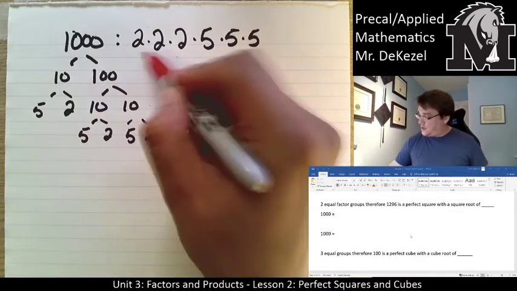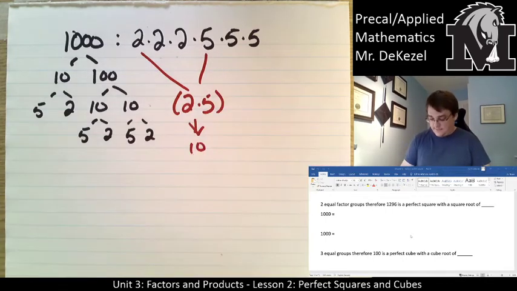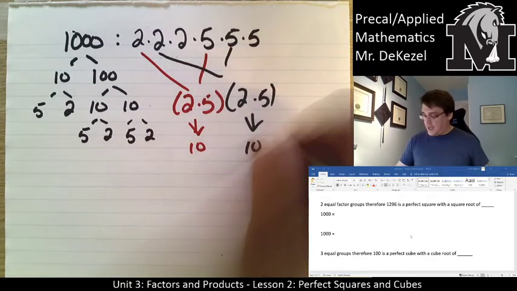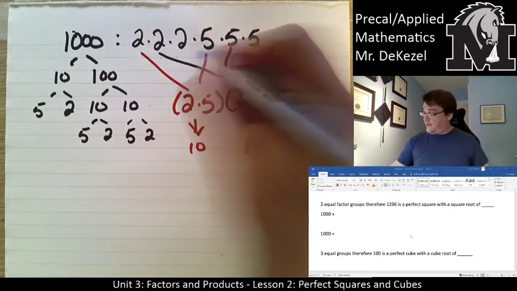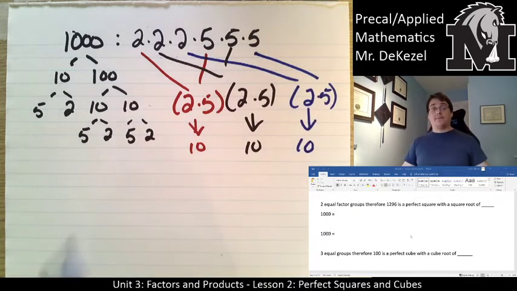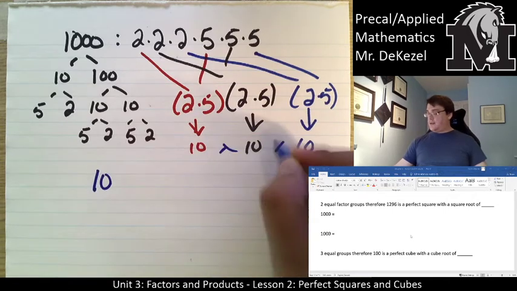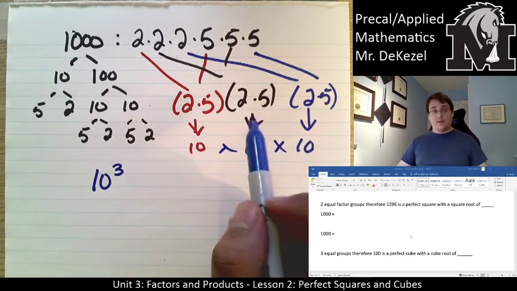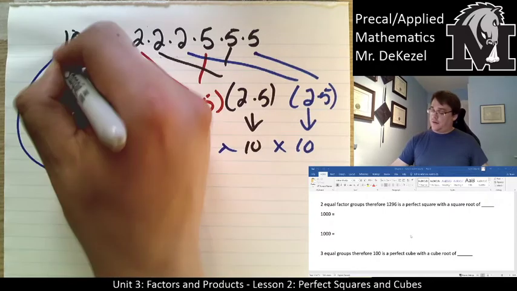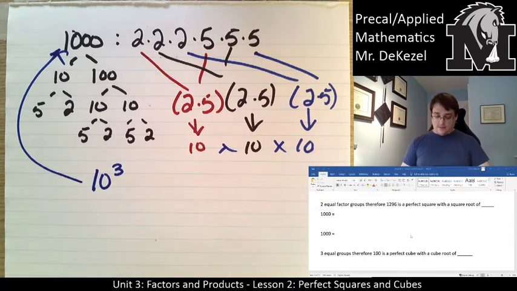Let's do this. So 2 and 5 go there. We know what 2 and 5 equal. That's 10. Let's see, we've got this 2 and this 5. We know that that equals 10. That's good. And then we have this 5 and this 2. 2 times 5 equals 10. So we can break it up into 3 equal parts, all of them equaling 10. That means that 10 times 10 times 10 is 10 to the power of 3. And if we do that into our calculator, 10 times 10 times 10, we would get 1,000. We should be familiar with that already, that 10 to the power of 3 is 1,000. So it works, even with ones that we know.